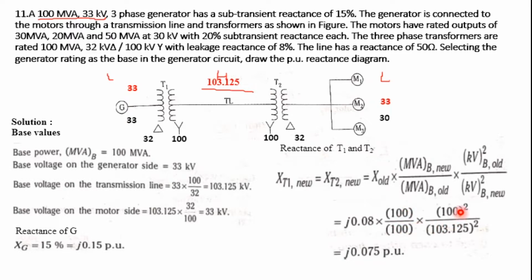So what is the voltage value? We are considering it at the ST side of the transmission line. The old value is 100, and the new value is 103.125. So you get 0.078. Similarly for the transmission line, the MVA is 100 MVA we are selecting, and the voltage is 103.125. We get the value by calculating.